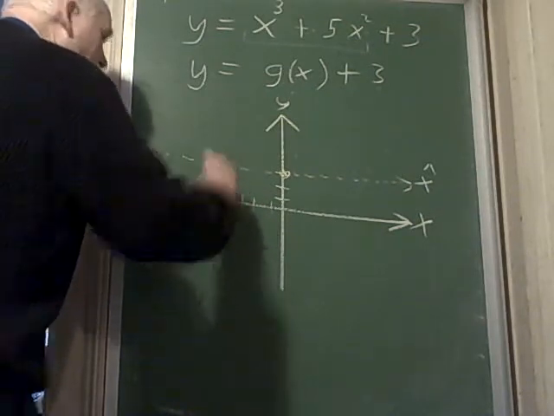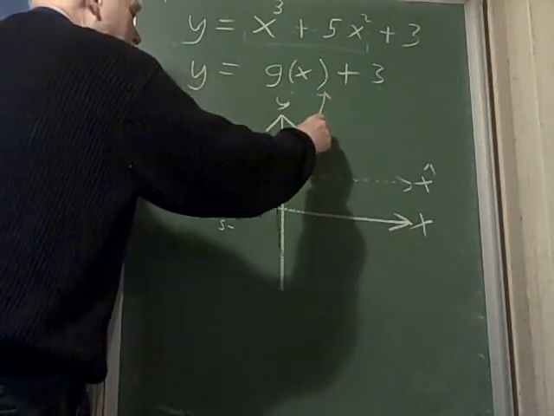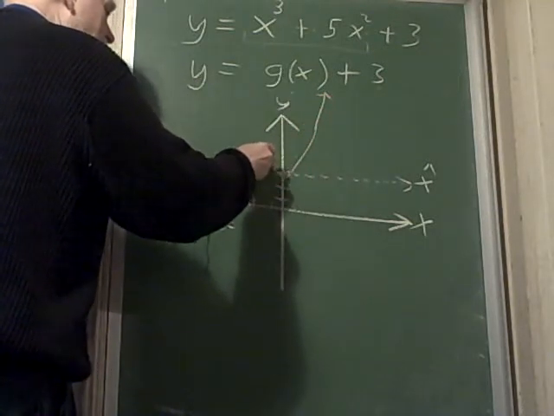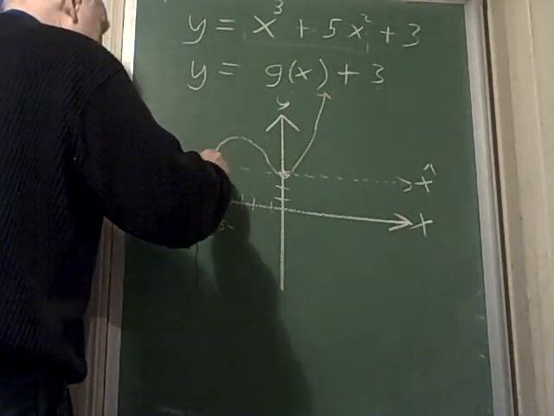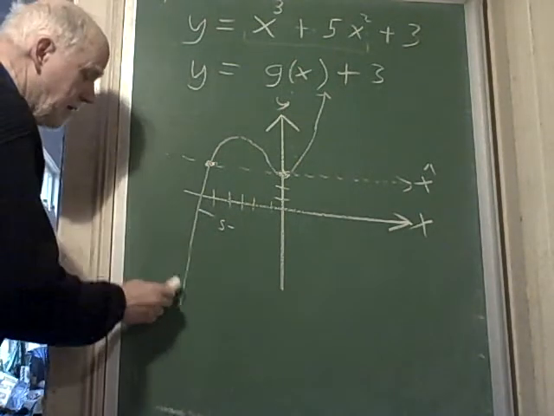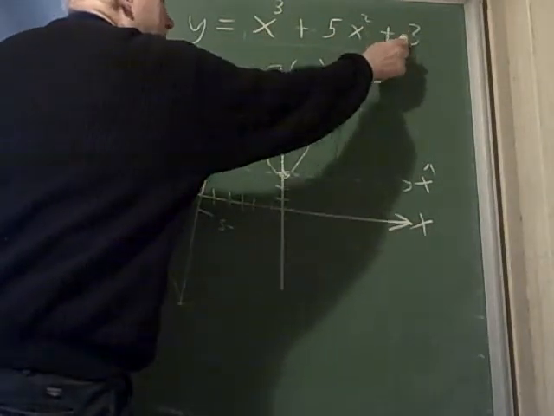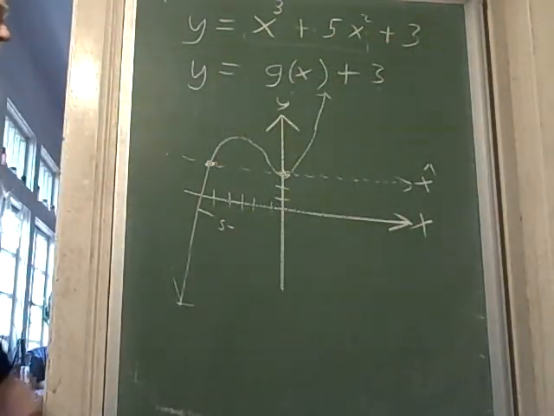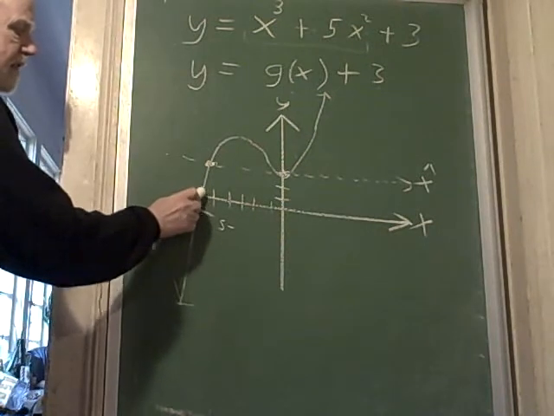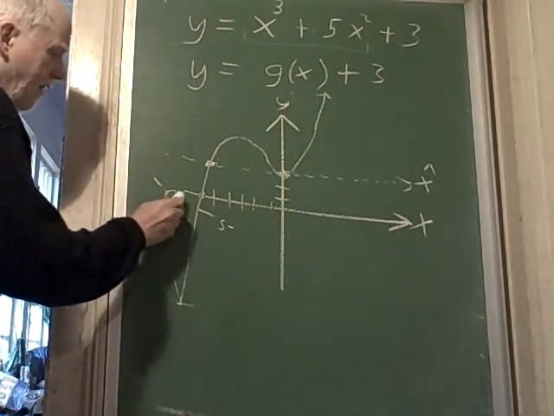All right, it goes like this. We know it comes from up here. We know it comes down here. It bounces, doesn't it? We don't know how high it goes, but we know it has to come back and go something like this. And there is g of x plus 3, or y equals x cubed plus 5x squared plus 3. A pretty good graph of that. I can even guess where this x-intercept is. I'd say, oh, maybe negative 6.5.